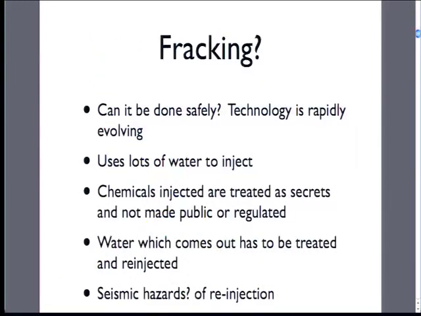So with fracking, some of the big questions are, can it be done safely? This technology is brand new and it's evolving. They're just figuring out how to do it right and to do it at least cost. One thing you need to know about it is they use tons of water. They inject water down into the earth and use that to crack open the earth, and that's how they get the oil and the gas that was locked in there to bubble out. So it uses tons of water.